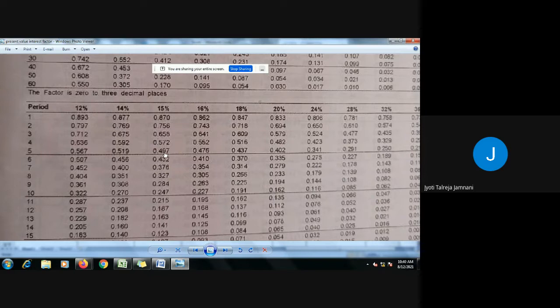Okay. This table doesn't have 12, 14, 15. Okay, I'll send you another table, a photocopy, as a photo on WhatsApp. Please refer to that table. It has all the percentages. As of now, I will write the rates here at 13%.